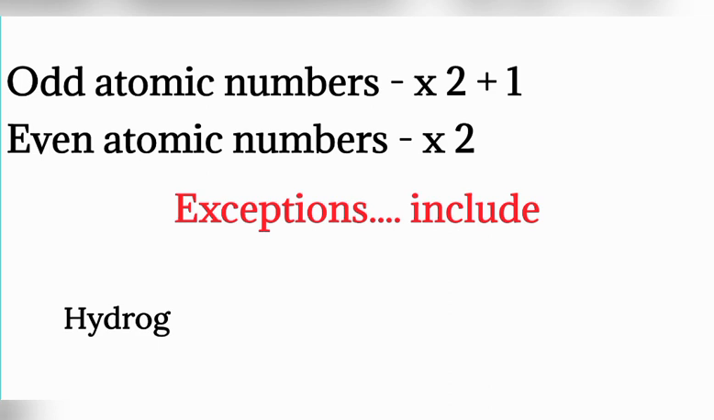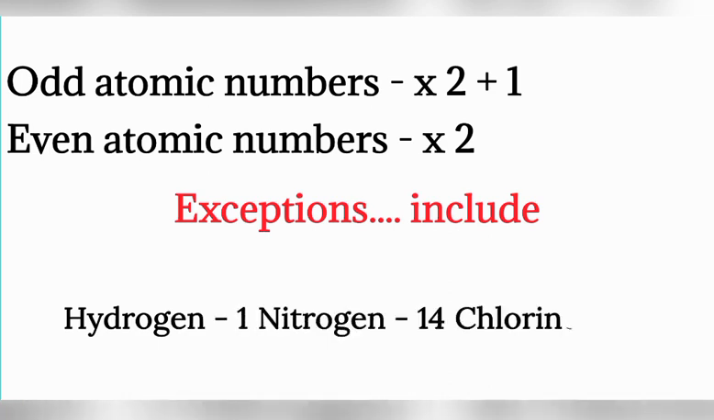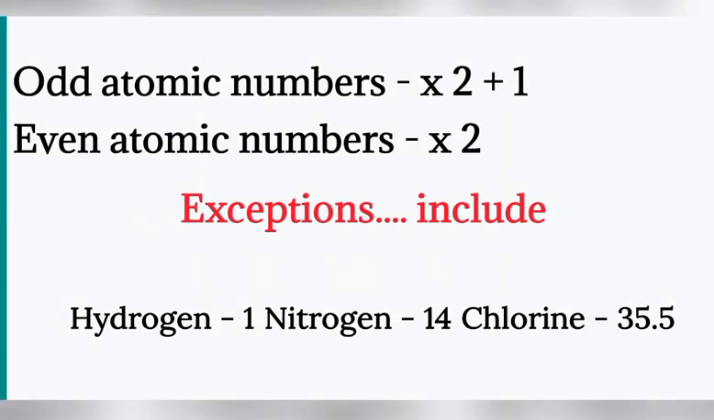Please take note that this rule or this code only works for the first 20 elements, with the exception of hydrogen, nitrogen, and chlorine. Hydrogen should be 3, while nitrogen should be 15 if you go by the rule, but it is not that way because they are exceptions. Chlorine is an exception due to isotopy.